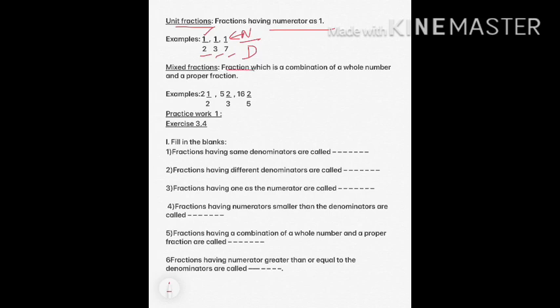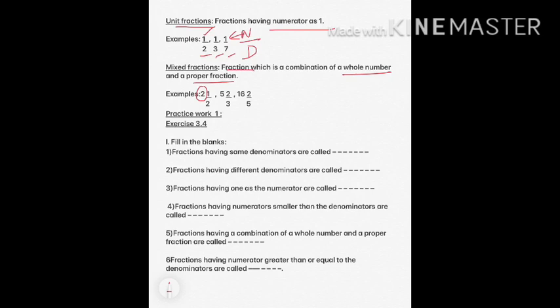Now mixed fractions. Fractions which are a combination of a whole number and a proper fraction. Mixed fraction, as the name says, is a mixture. Mixture of what? Two things. One is the whole number. Whole number means a complete number. It is not in the form of a fraction. Like 0, 1, 2, 3, 4, 5, 6, 7, 8. All these are whole numbers.